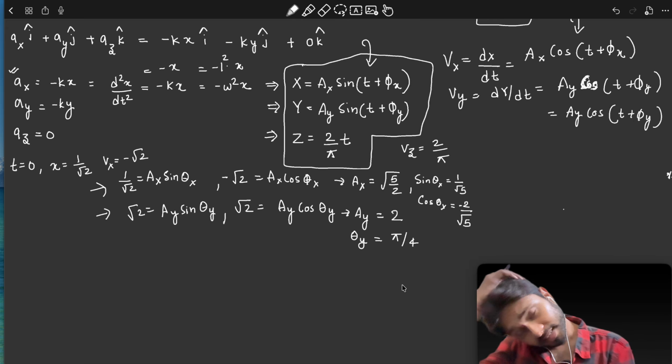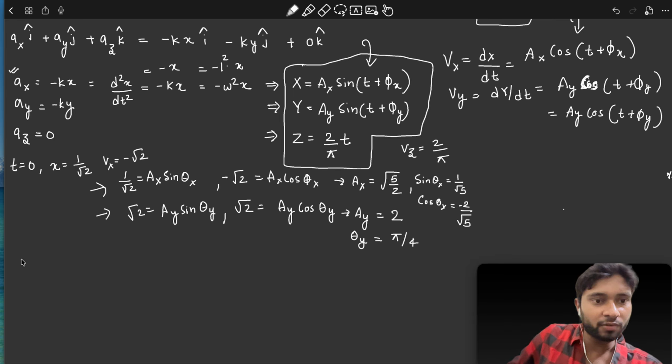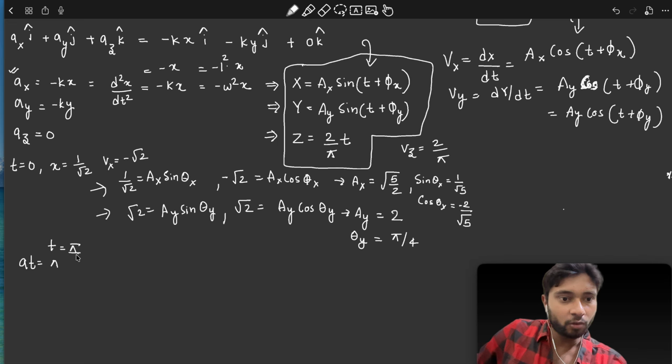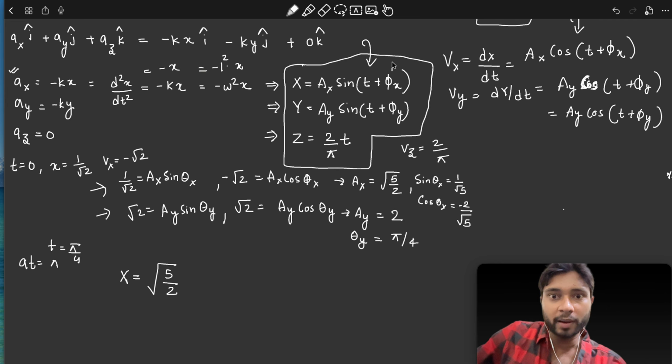Cool. So everything is done. Let's see what will happen at t equal to pi by 4 now. At t equal to pi by 4, x will be, with ax being root 5 by root 2, and I am putting t equal to pi by 4 here, sin of pi by 4 plus phi x.